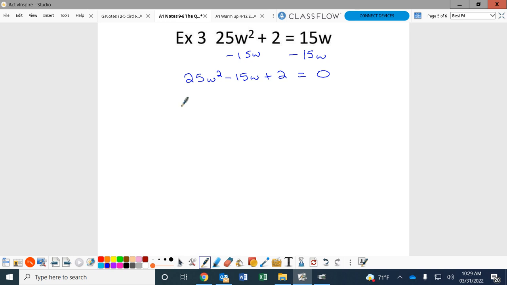So in this case, your A is going to be the 25 from in front. Your B is going to be the negative 15 in front of the W. And your C is going to be the 2 from the back, the constant.